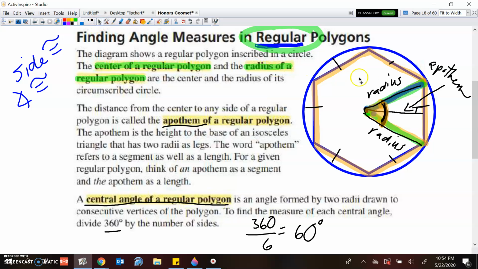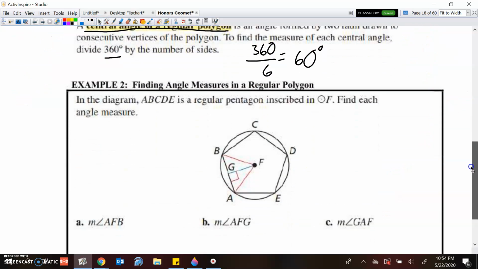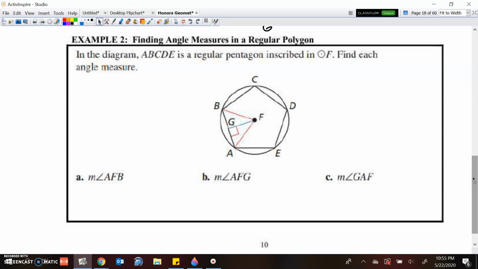All right, so I'm going to scroll down here. They're asking us to identify a few things. It says in this diagram, ABCDE is a regular pentagon inscribed in circle F. The reason they have to say it's inscribed is because that means the vertices hit on the circle, and that allows us to conclude that that's not only the center of the circle, it's also the center of the polygon and everything else that follows. All right, find each angle measure.